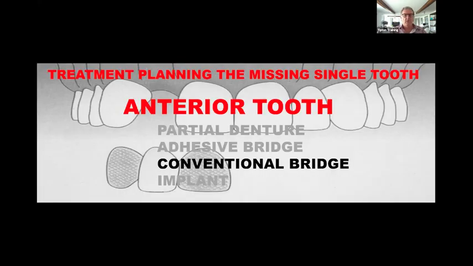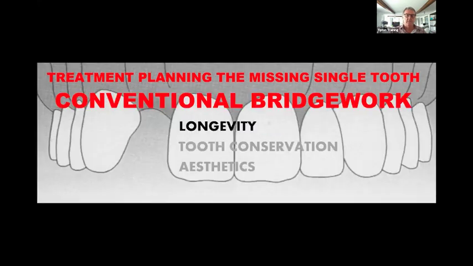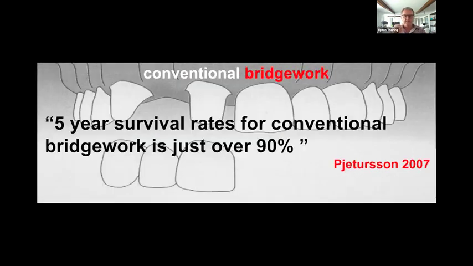So let's now move on to our conventional bridge, and we'll go through exactly the same things with our conventional bridge. First of all, longevity. So we'll go back to that Peterson study, and our 5-year survival rates for conventional bridge were just over 90%, a little bit better than the 88% that we had for resin bonded bridges. But again, this is a 5-year survival rate.